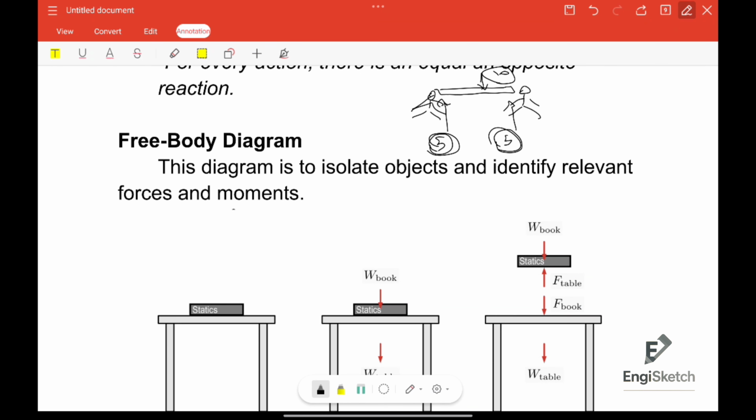Okay, then we have the free body diagram. Free body diagram is very important in this course because we isolate the objects in the analysis procedure. It's important to isolate the objects and to get the values and the forces in each object. So the definition of the free body diagram is: this diagram is to isolate objects and identify relevant forces and moments when we isolate them.